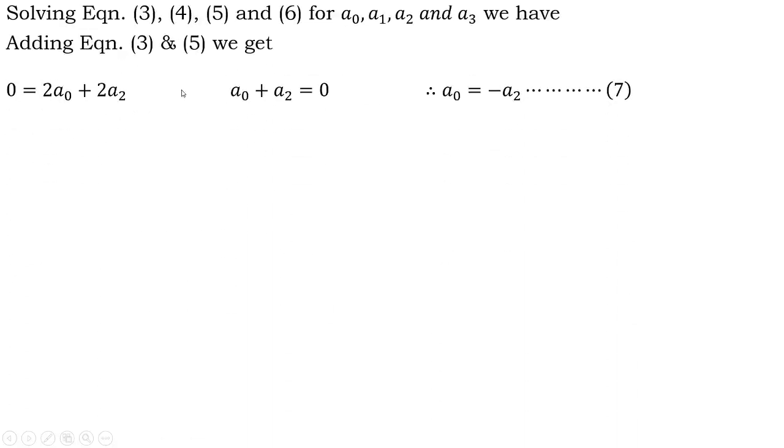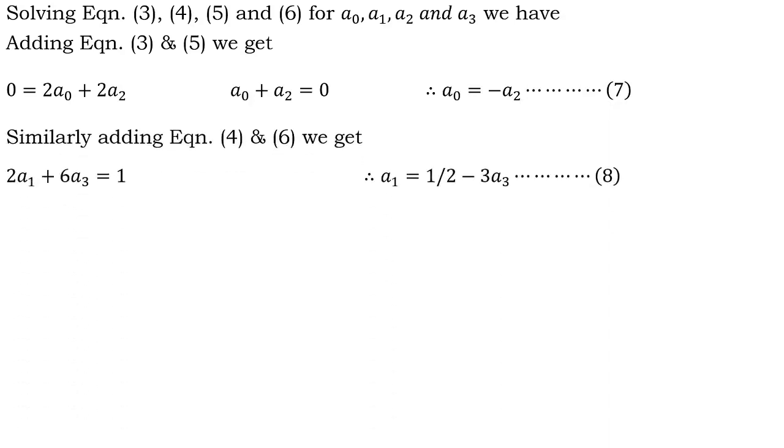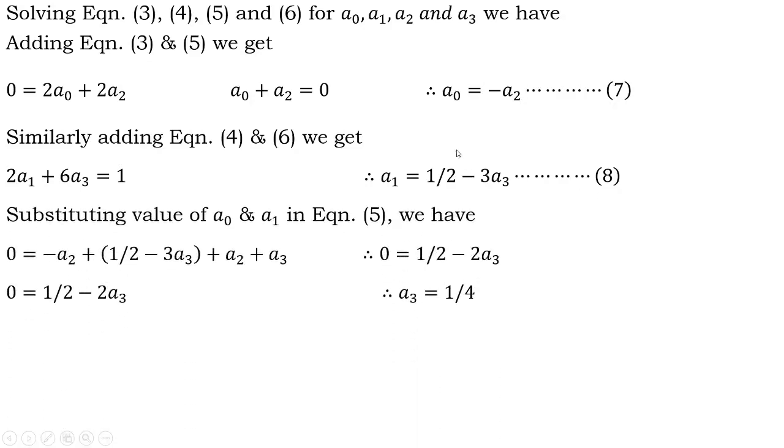When I add equation number 3 and 5, I get 2a0 plus 2a2 is equal to 0. Therefore, a0 plus a2, after taking 2 to the other side, will be 0. Therefore a0 will be equal to minus a2. Let us take this as equation number 7. Then similarly, adding equation 4 and 6, minus 2a2 plus 2a2 will get cancelled, leaving 2a1 plus 6a3 is equal to 1. Therefore a1 is equal to 1 by 2 minus 3a3, after taking common and sending to the other side. Take it as equation number 8. Now substituting the value of a0 and a1 in equation number 5. What is my equation number 5?